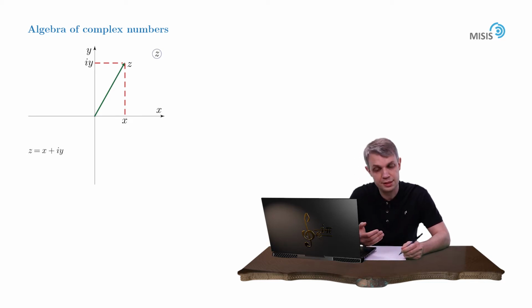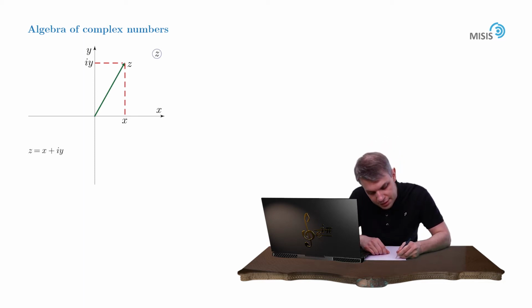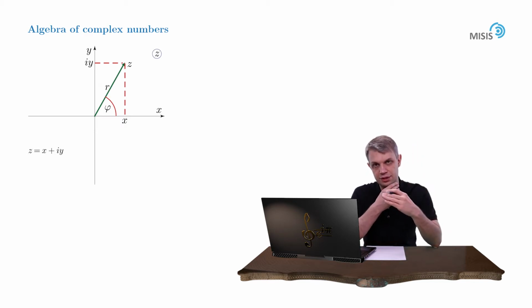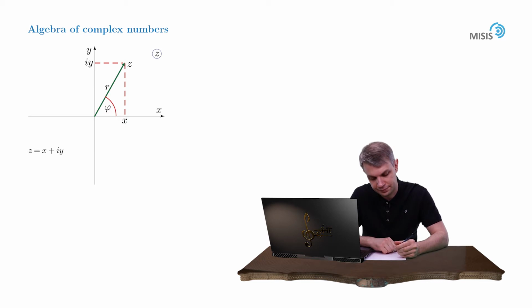And the trigonometric representation of this number is obtained while switching from Cartesian coordinates to polar ones. So let's introduce the modulus of the z vector and the polar angle phi, which is the angle between the vector representing the complex number and the positive direction of the x-axis. This way, x now equals r cosine phi, while y equals r sine phi.